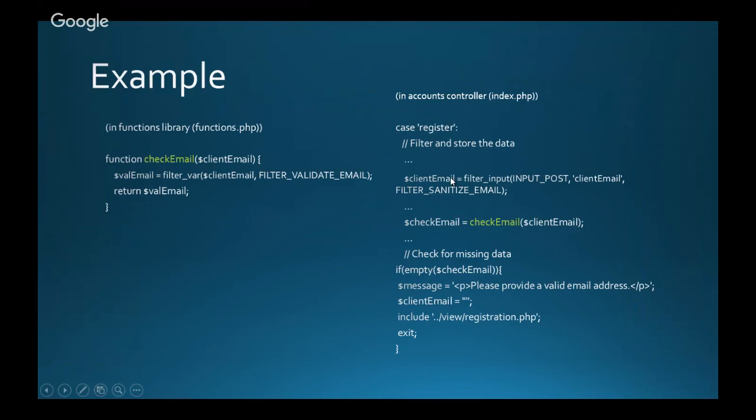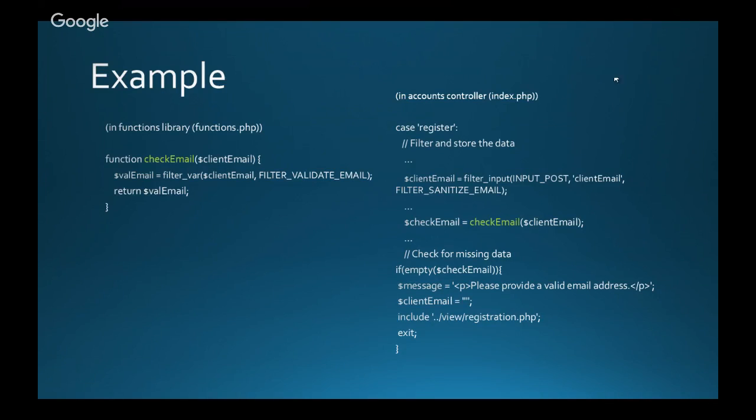In this case, the client email is sanitized, so it takes out any improper stuff that shouldn't be involved in an email. And then down here, we're actually calling the function. This is the check email function that we have created over in our functions library, and it's calling that function and returning the value of that function to the check email variable.